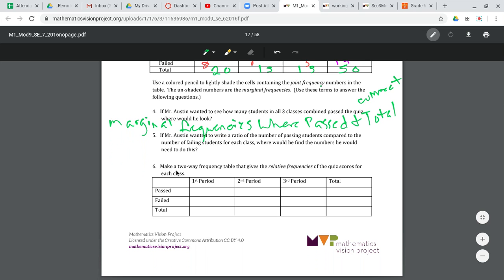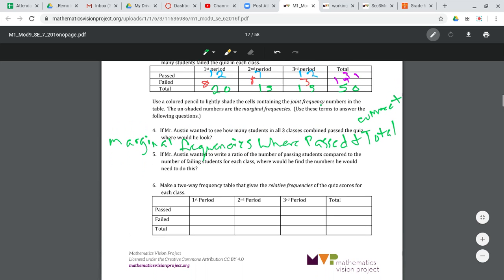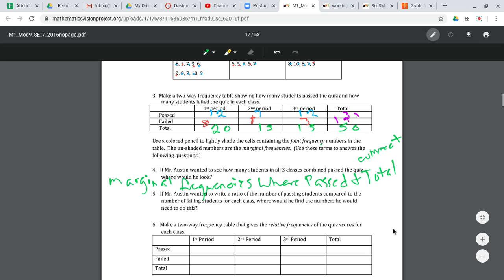All right, now for number 6, you're making a two-way frequency table that gives the relative frequencies of the quiz scores for each class. So that means we're looking at percentages here. So we're going to take 12 and divide it by 20 and figure out what percentage that represents. So 12 out of 20 is what percent? 60%. Then 8 out of 20 is 40%, which gives us 100%.